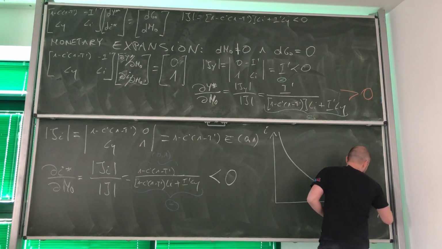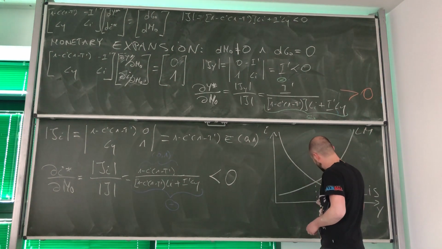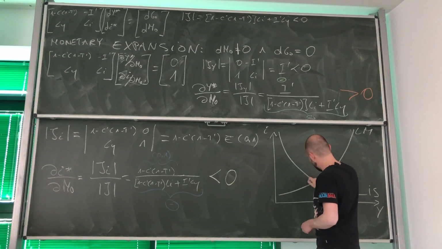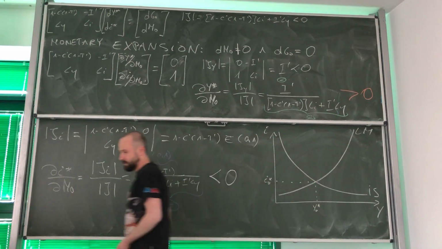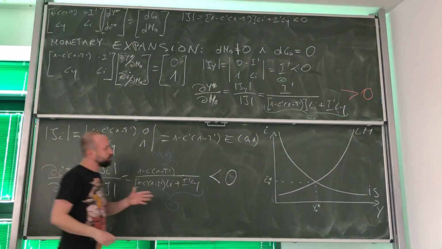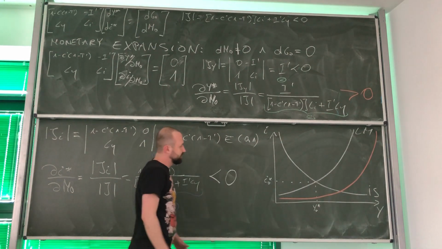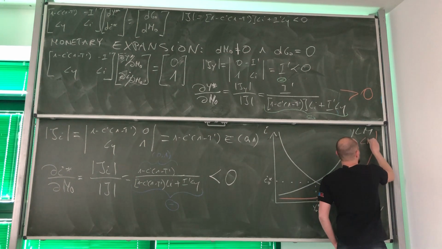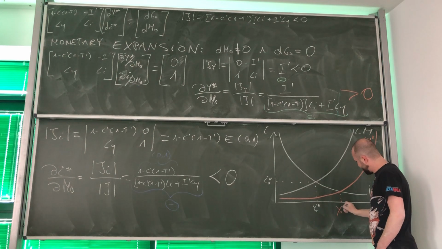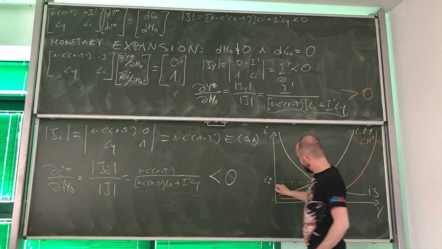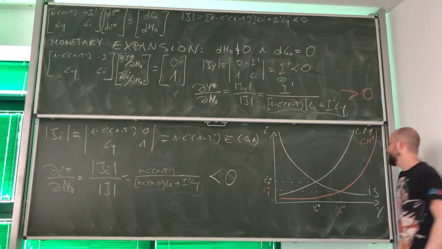So we got some IS, some LM, and we start with given equilibrium level of income and interest rate. However, as central bank increases money supply, LM moves to the right, and now we've got higher equilibrium level of income and lower equilibrium interest rate.